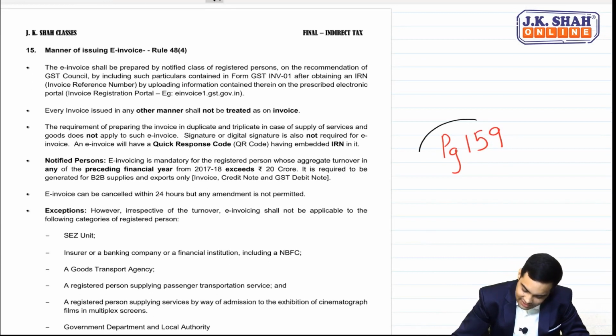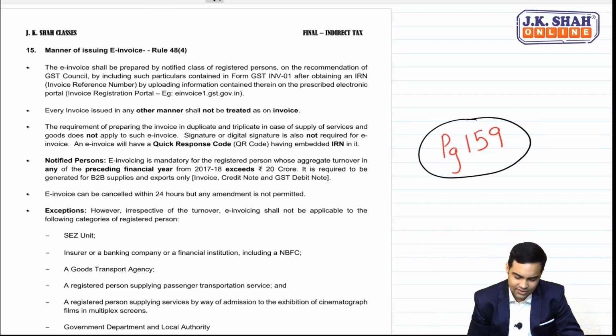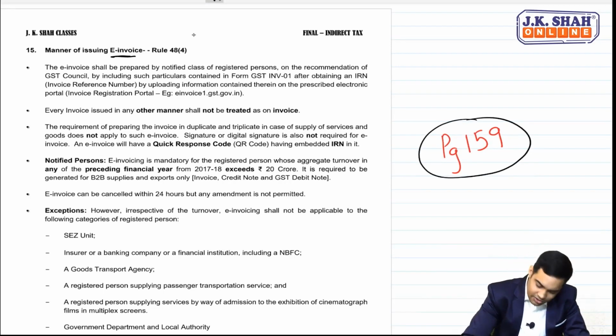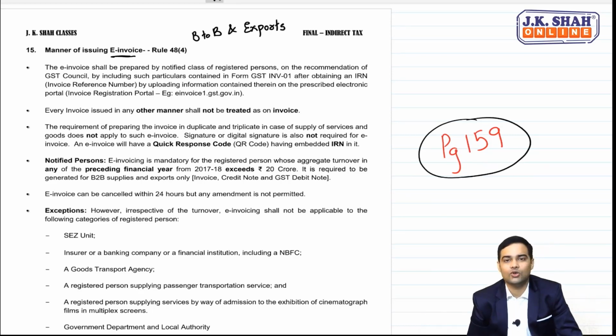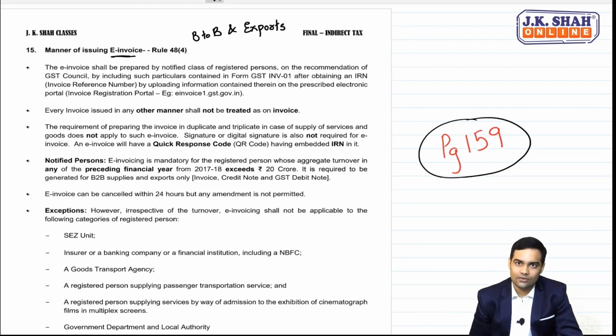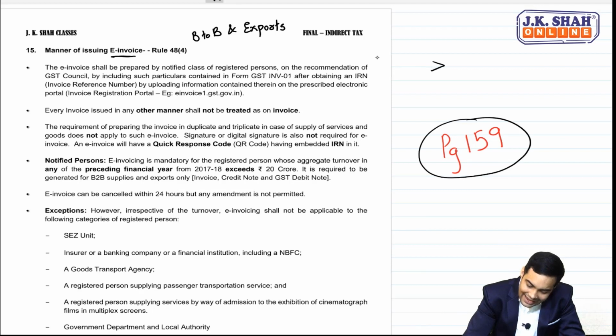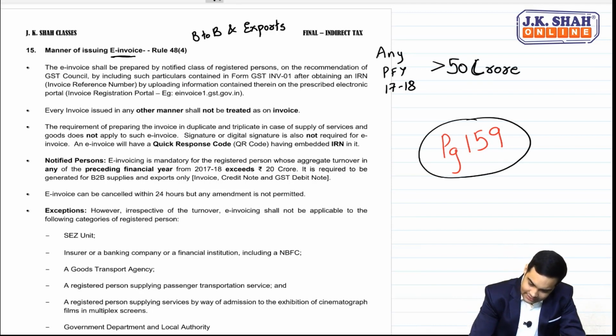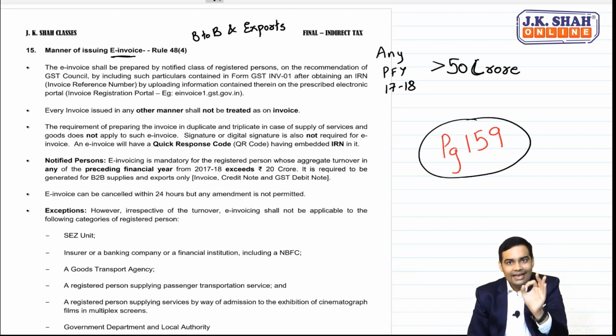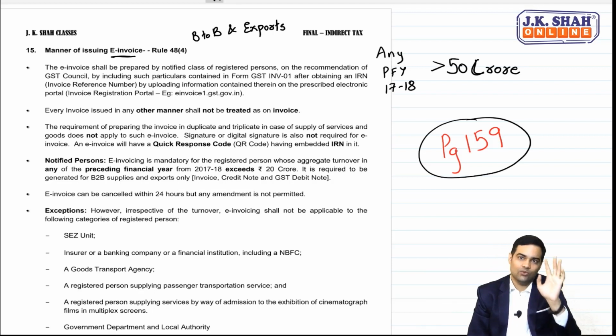Come to page 159. Again a very small amendment, people. Very small. Page 159. You remember e-invoicing, which is required for B2B invoices and exports? Yes. B2B invoices and exports require e-invoicing. Small businesses were not required to carry out e-invoicing. Big businesses, e-invoicing required. How was big business defined? Big business was defined where in any of the preceding financial year, starting from 17-18, your turnover was more than 50 crore rupees. Then in that case, e-invoicing was applicable. In any of the preceding financial years, starting from 17-18, if your aggregate turnover was more than 50 crore, then e-invoicing is applicable.